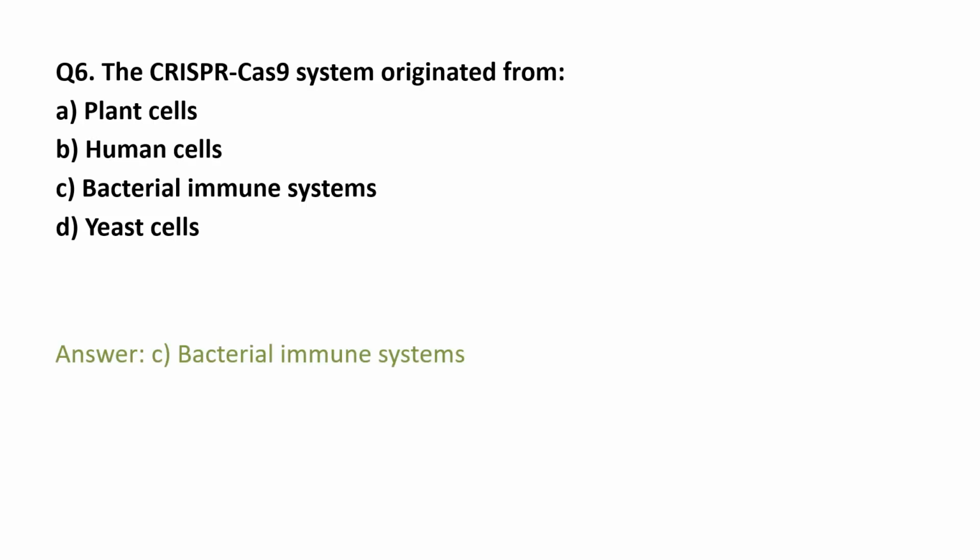So the correct answer is bacterial immune system. CRISPR-Cas9 is derived from bacterial adaptive immune systems that protect against invading phages or plasmids by recognizing and cleaving foreign DNA. This system uses short palindromic repeats and Cas proteins to store memory of previous invaders and target them during subsequent infections.